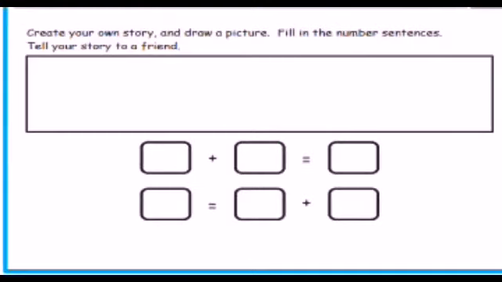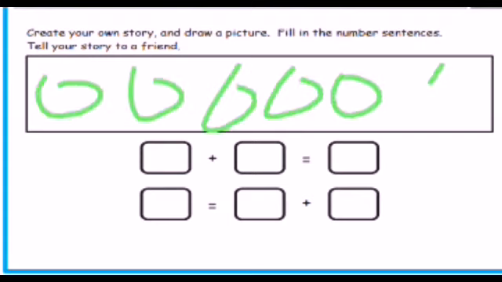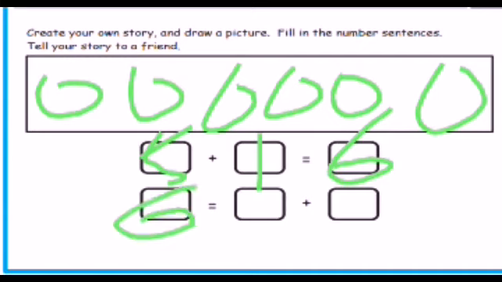Okay, now I need you to create your own story and draw a picture, then fill in the number sentences. Okay, so let's say there are 6 balls. 1, 2, 3, 4, 5, 6. There are 6 balls. Some of the balls are on the field and one is in the mud. Now write the number sentence for this story. So we have 5 plus 1 equals 6. 6 equals 5 plus 1.